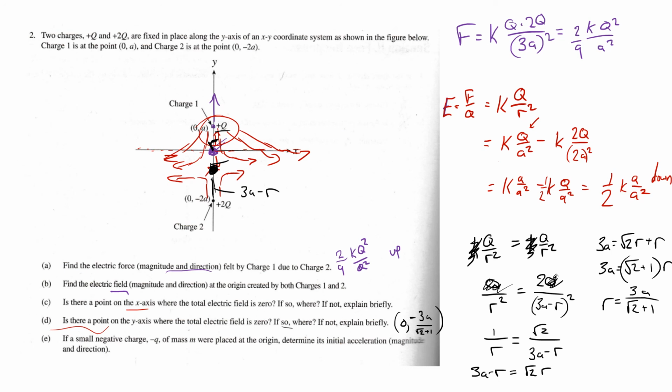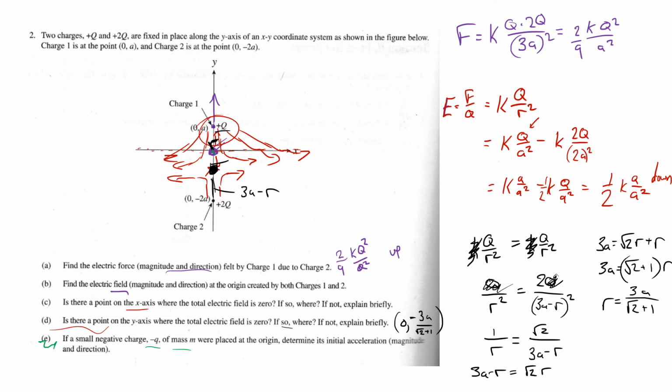All right, looking at the last one here, let's get a new color. We'll go green. That's the hip thing these days, right? A small negative charge of negative q, mass m, so like an electron, is placed at the origin. Describe its initial acceleration. That's not too bad because we figured out the electric field there.